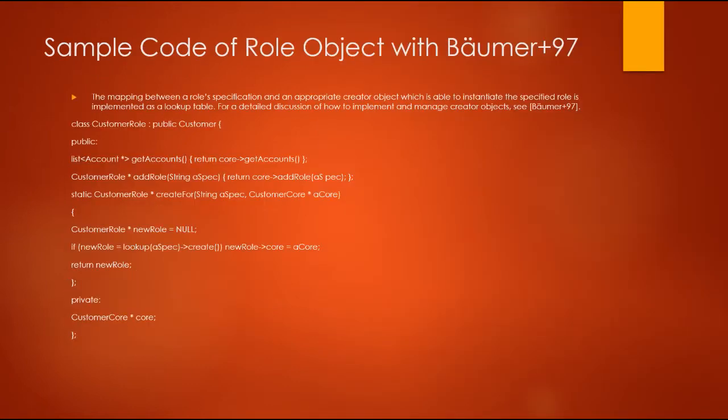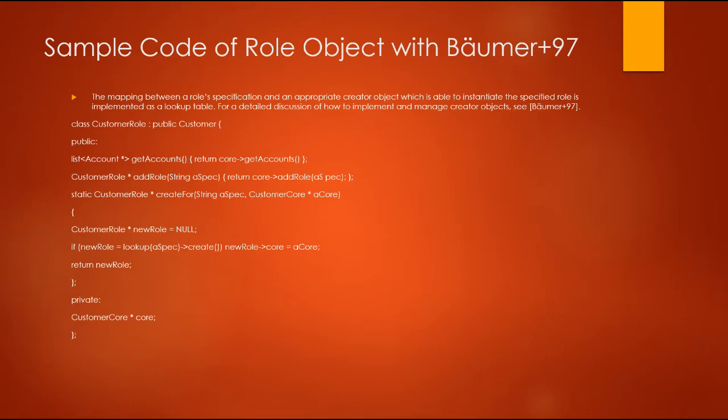There's another sample code that I just picked up, copied and pasted, from Bäumer et al. '97. The mapping between a role's specification and an appropriate creator object able to instantiate the specific role is implemented as a lookup table. For a detailed discussion of how to implement and manage creator objects, see Bäumer et al. '97.